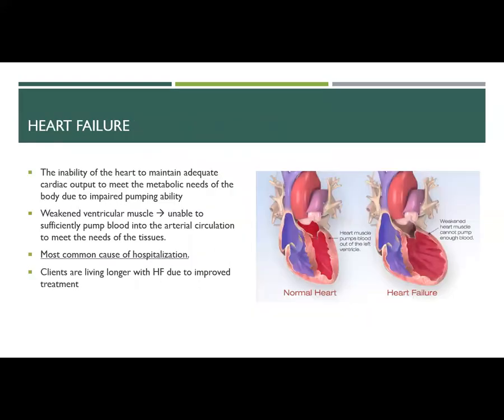So heart failure is the inability of the heart to maintain adequate cardiac output to meet the metabolic demands of the body due to impaired pumping ability. You've got weakened ventricular muscle, unable to sufficiently pump blood into the arterial circulation to meet the needs of tissues. It's a very common cause of hospitalization, and clients are now living longer with heart failure due to improved treatment.